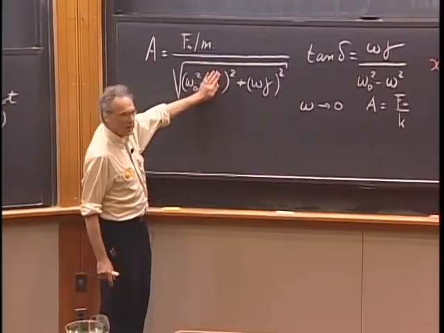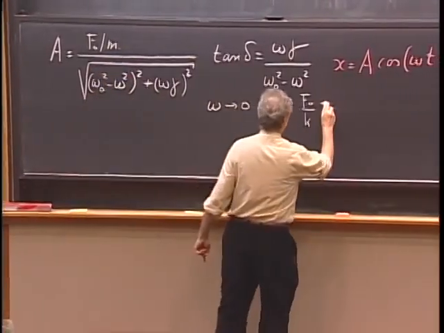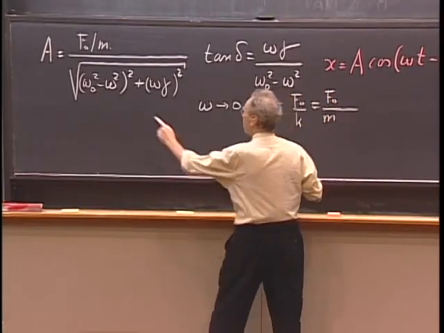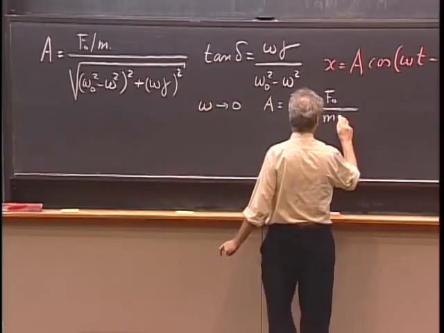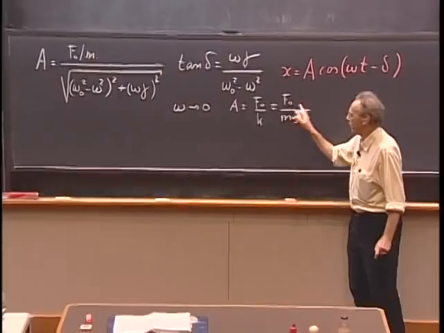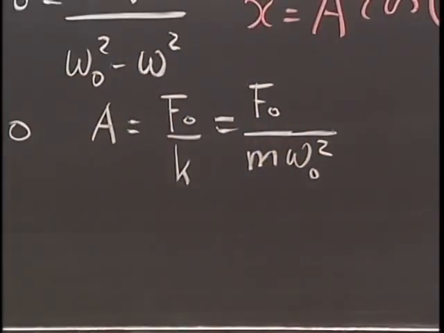We make omega 0. So this equation tells us that it is f0 divided by m. And then downstairs, we have omega 0 squared. But omega 0 squared is k over m. And you see, indeed, that that's exactly what you get.